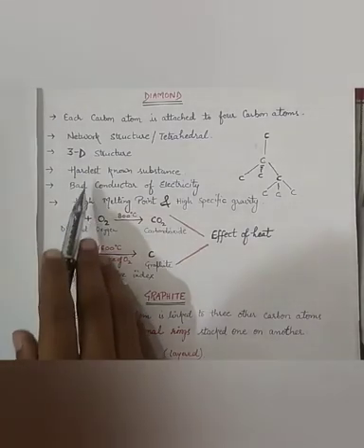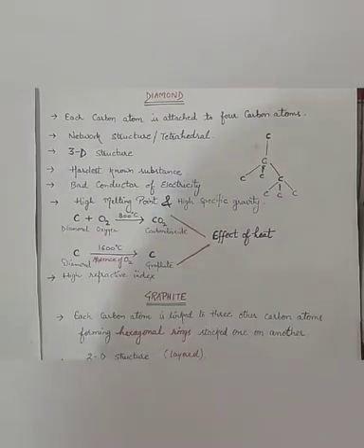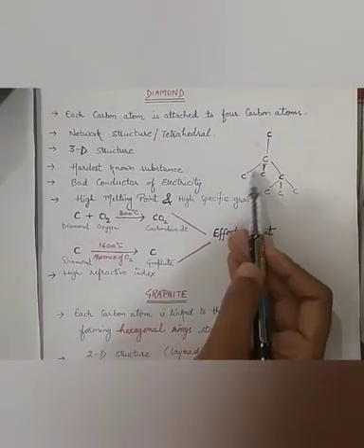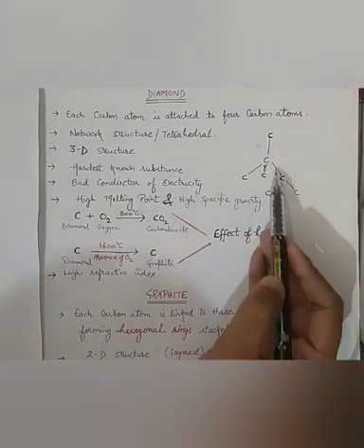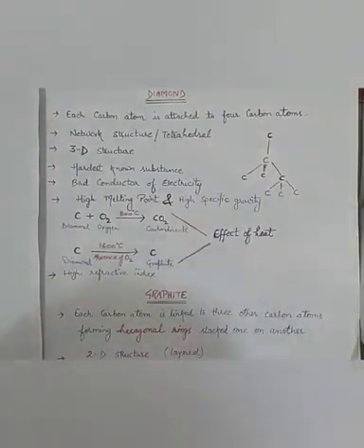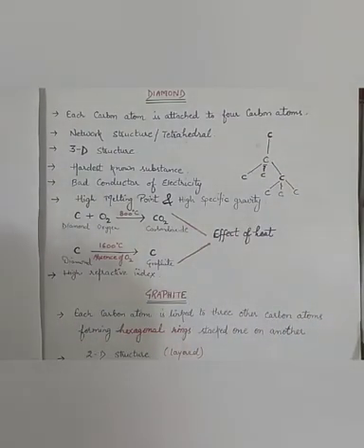Next is the hardest known substance. Why is diamond known to be the hardest substance? Due to the uniformity of carbon-carbon bonds. As you can see here, the bond length between the carbon atoms is very small. This is the bond, the covalent bond I told you about. The bond length between carbon atoms is very small, due to which the structure becomes very compact and dense.